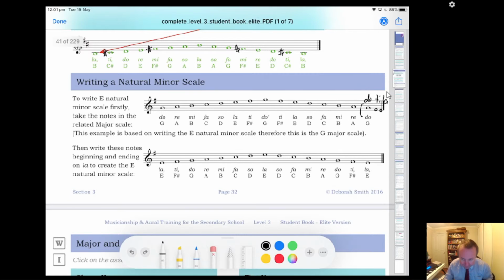Cool. Okay. So we worked out if we've got G major, we can count down 3. G, F, E. And bingo, you start on E. That's this note down here. And use G major's key signature, and you end up with E natural minor.